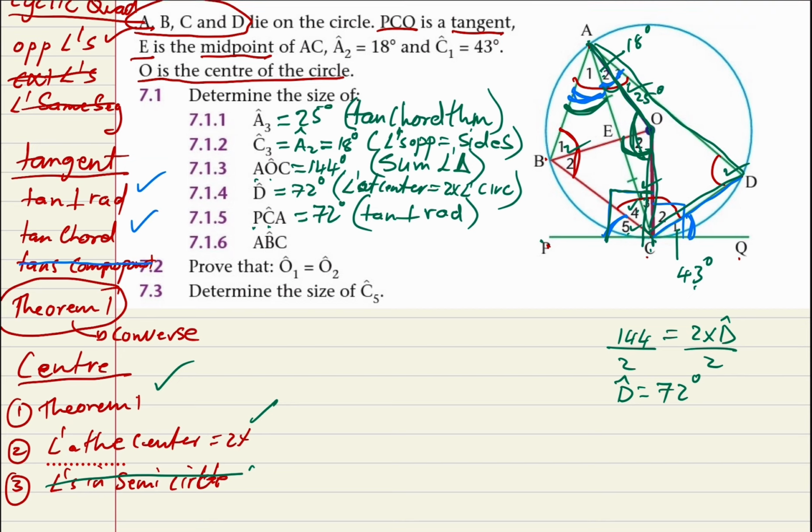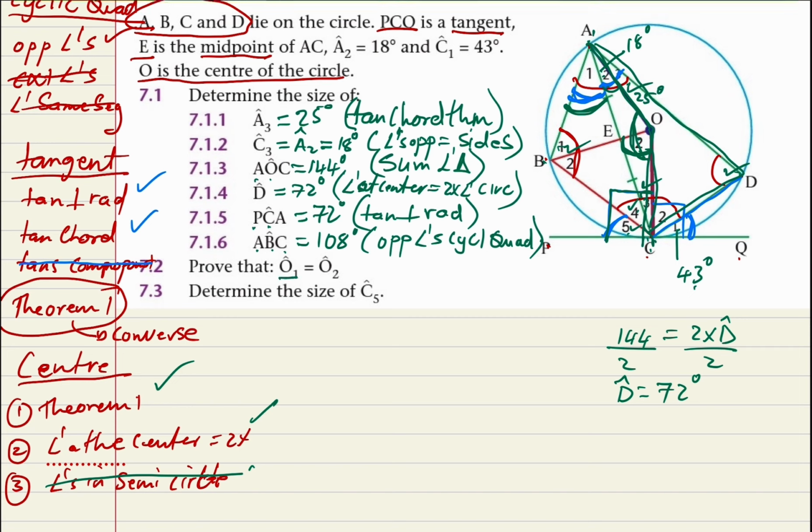Okay, then we continue to ABC. ABC, opposite angles of a cyclic quad. Remember, angle D is 72. So I'm going to say 180 minus 72. I have 108. So this one is equals to 108 degrees. Why? These are opposite angles of a cyclic quad, which are supplementary, right? That's what I found, guys.